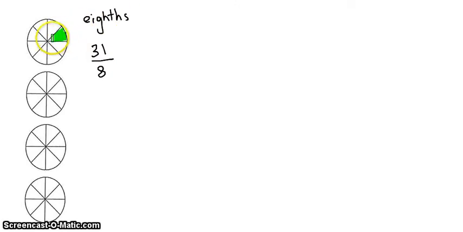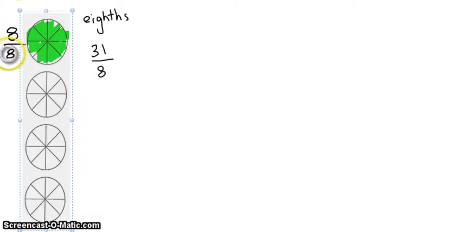So this here would be 1/8 if I shaded that in, because it is 1 out of 8. If I had to shade in 31 eighths, then I would need to shade in 8 eighths here. And if I shaded this in, that would represent 8 eighths. Okay? And it's important to know here that whenever we see a number over the same number, it represents a whole. Okay, so this is 8 eighths.